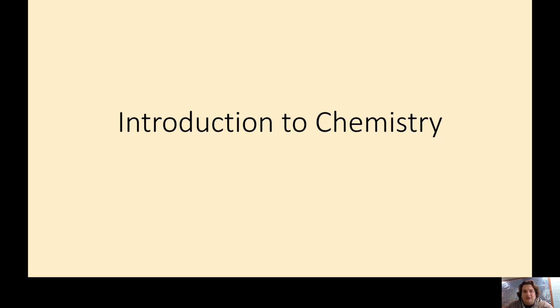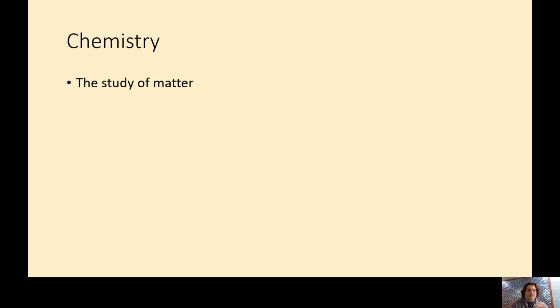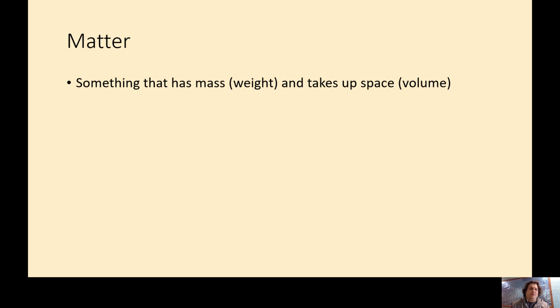So whenever we talk about chemistry, the first semester we talked about biology, which is the study of life. Chemistry, on the other hand, is the study of matter. So what makes up everything? Now, matter is probably a term that you haven't heard before, so let's get a definition for it to help you understand what we're actually talking about. So matter is literally defined as something that has mass, in this case, weight. Closest thing we can think of is weight anyways, and takes up space or volume.